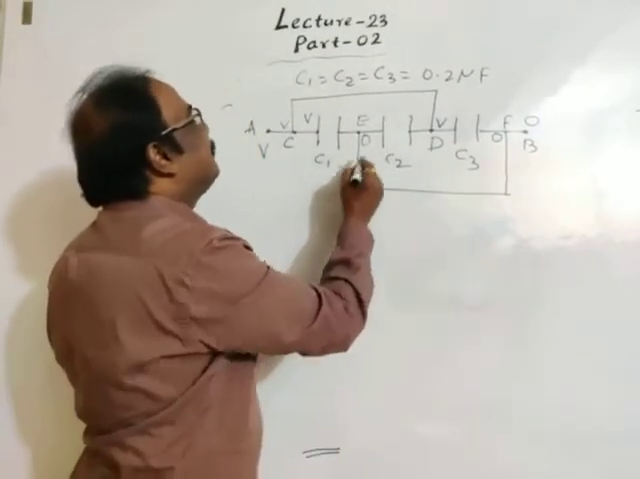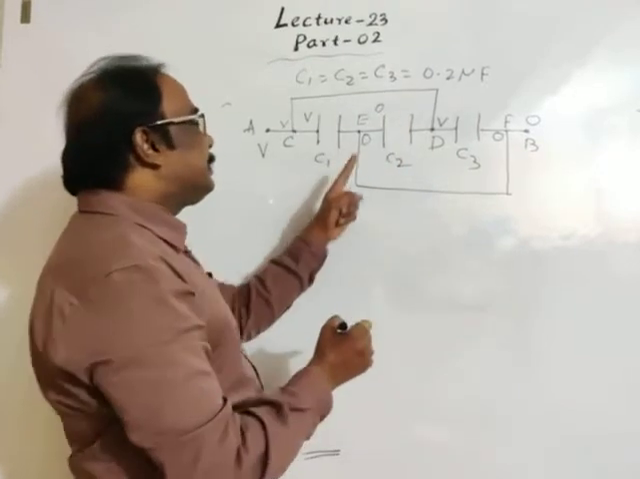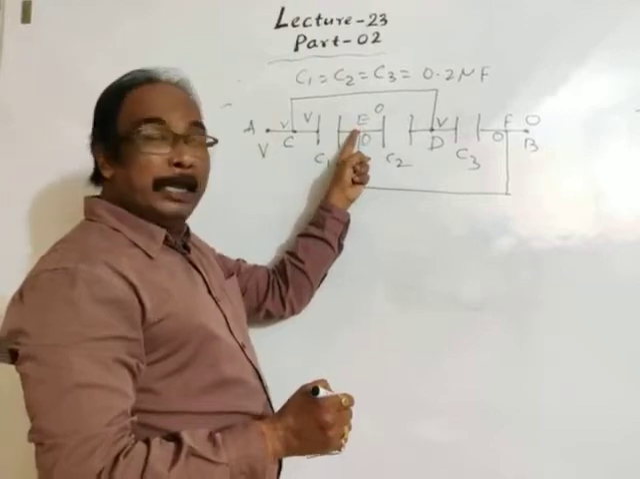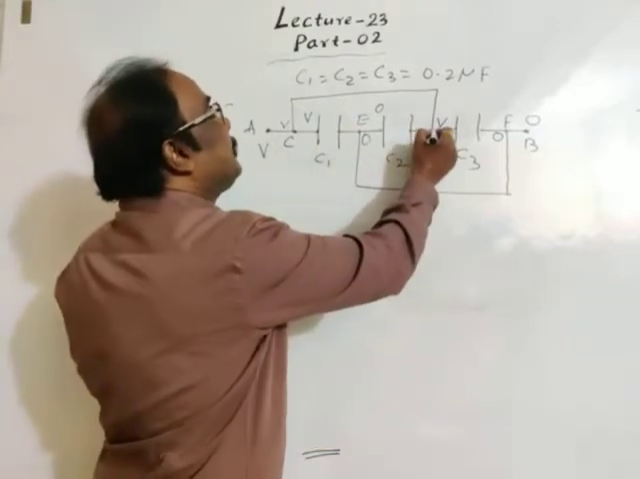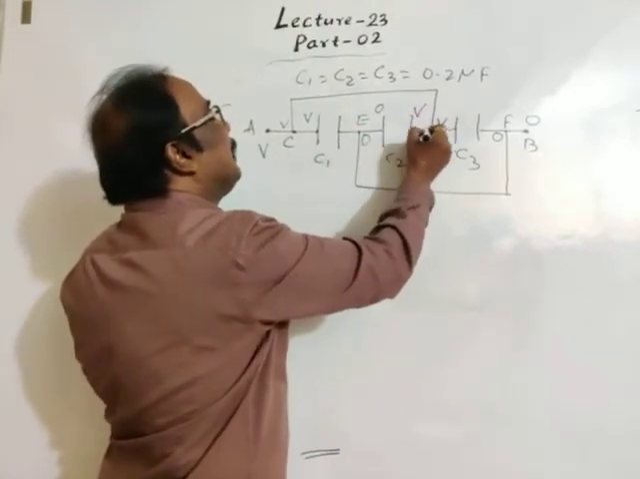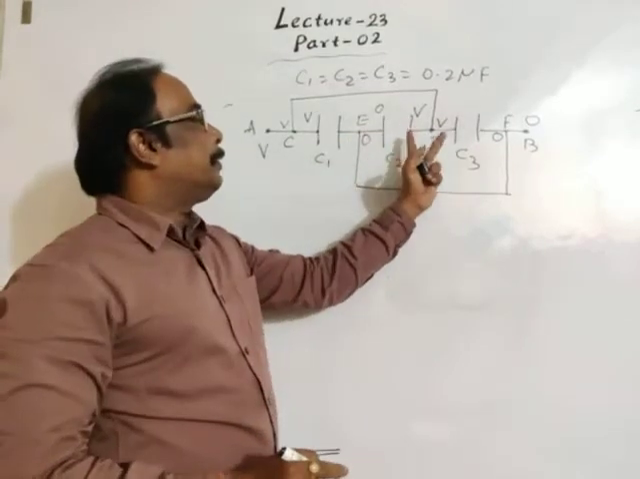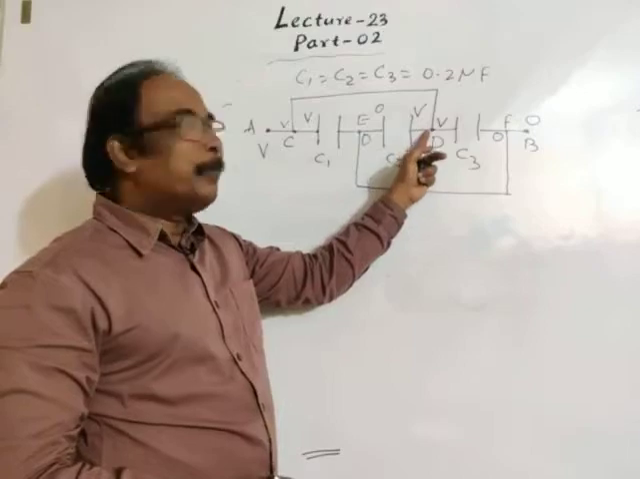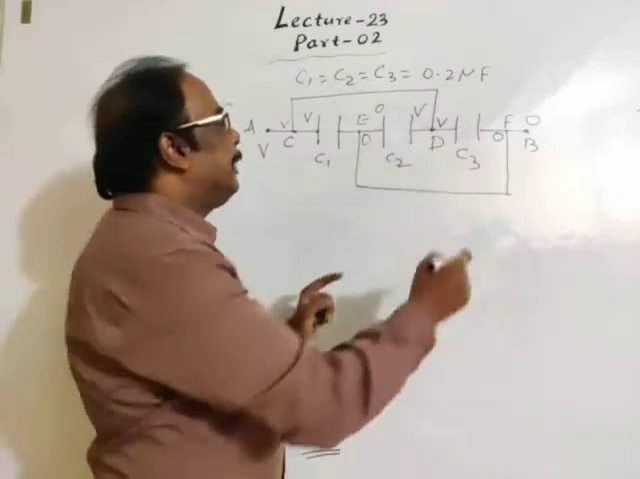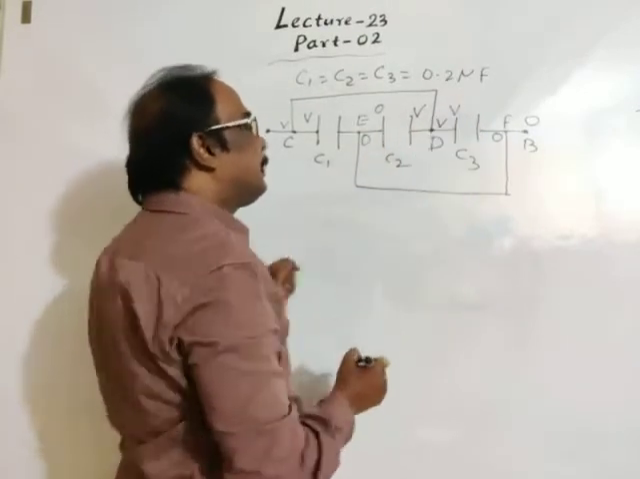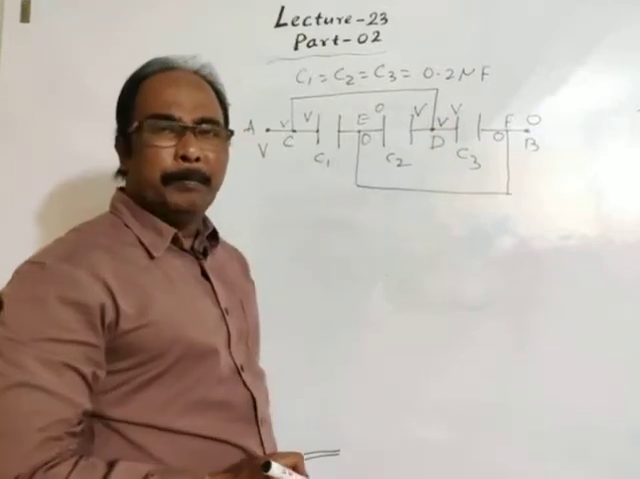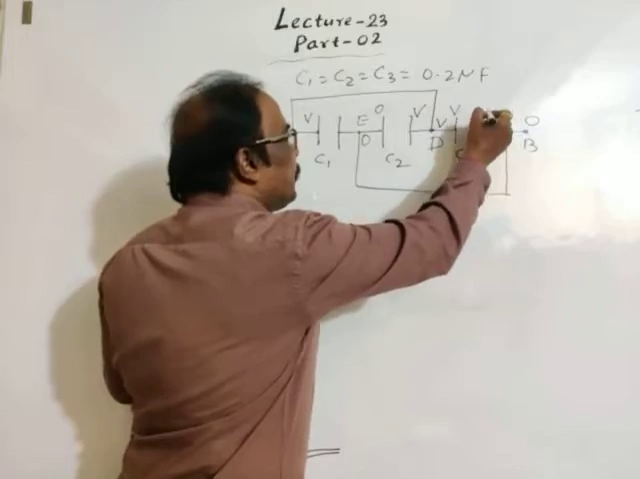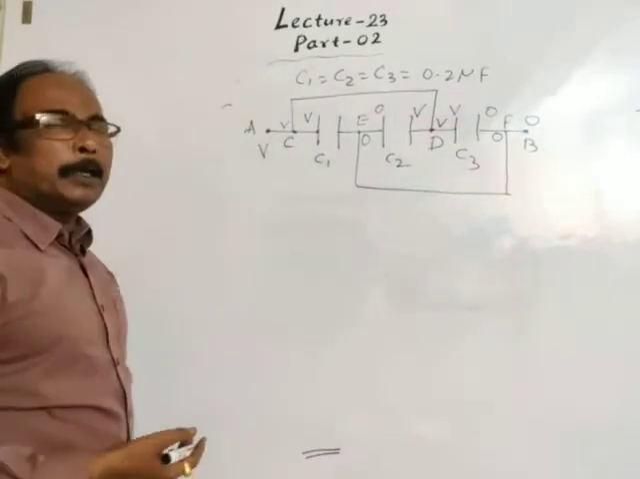So the potential is the same. The potential of this plate is 0, because this plate is connected to point E, which is at 0 potential. And if this potential is V, then the potential of this plate is V, because there is no obstruction. It's just a connecting wire of zero resistance. Again, the potential of this plate is equal to the potential at D. Again, this plate is connected to zero potential, so it is at zero potential.